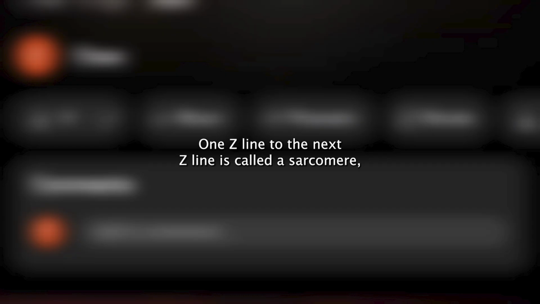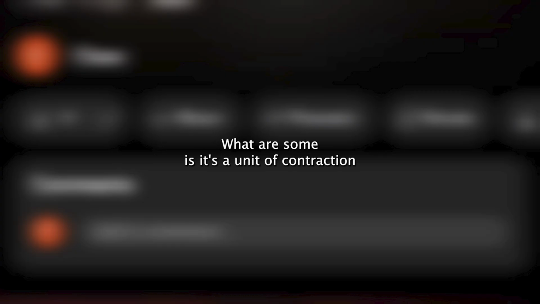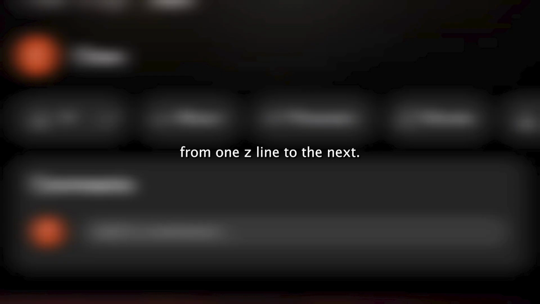Now, one Z line to the next Z line is called a sarcomere, and it's a unit of contraction. You should know that for the test. What a sarcomere is: it's a unit of contraction from one Z line to the next. You should know what the I band is. It's the light band. The A band is the dark band.